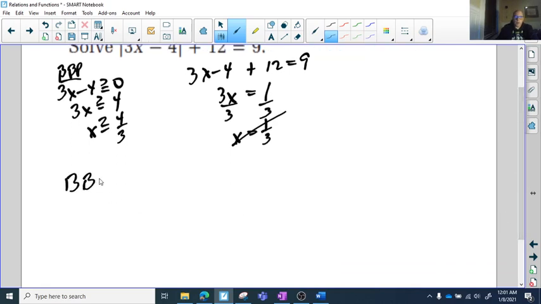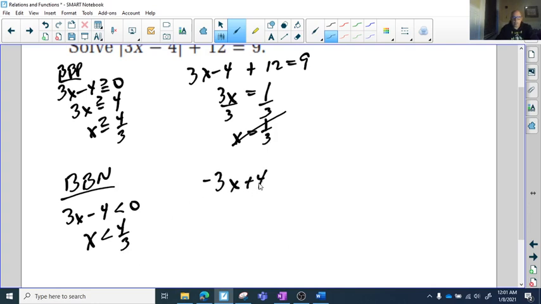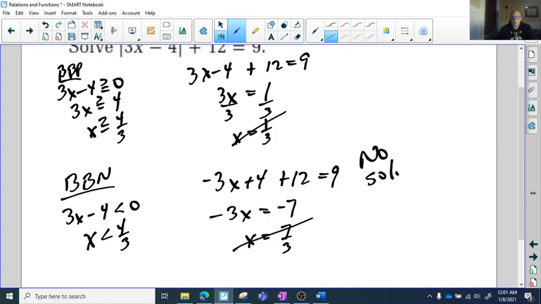Between the bars negative. So 3x minus 4 is less than 0. That'll only happen if x is less than 4/3. Now you need the negative version of between the bars. So I took the negative of between the bars. And now solve this version. See what you get. Negative 3x. This will be 16, so I'm going to have to take away 9 minus 16 is going to be negative 7. X would come out to be 7/3. 7/3 is not smaller than 4/3. That one gets thrown out as well. No solution.